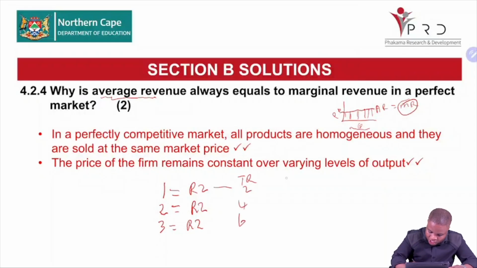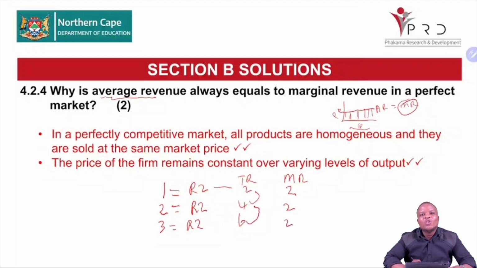But let's look at the marginal revenue, right? It's additional revenue. The first apple is 2 rand. The second one, the marginal revenue is 2 rand. And it is additional. 4 minus 2 is 2. 6 minus 4 is 2. So your marginal revenue remains the same. Let's look at the average revenue.